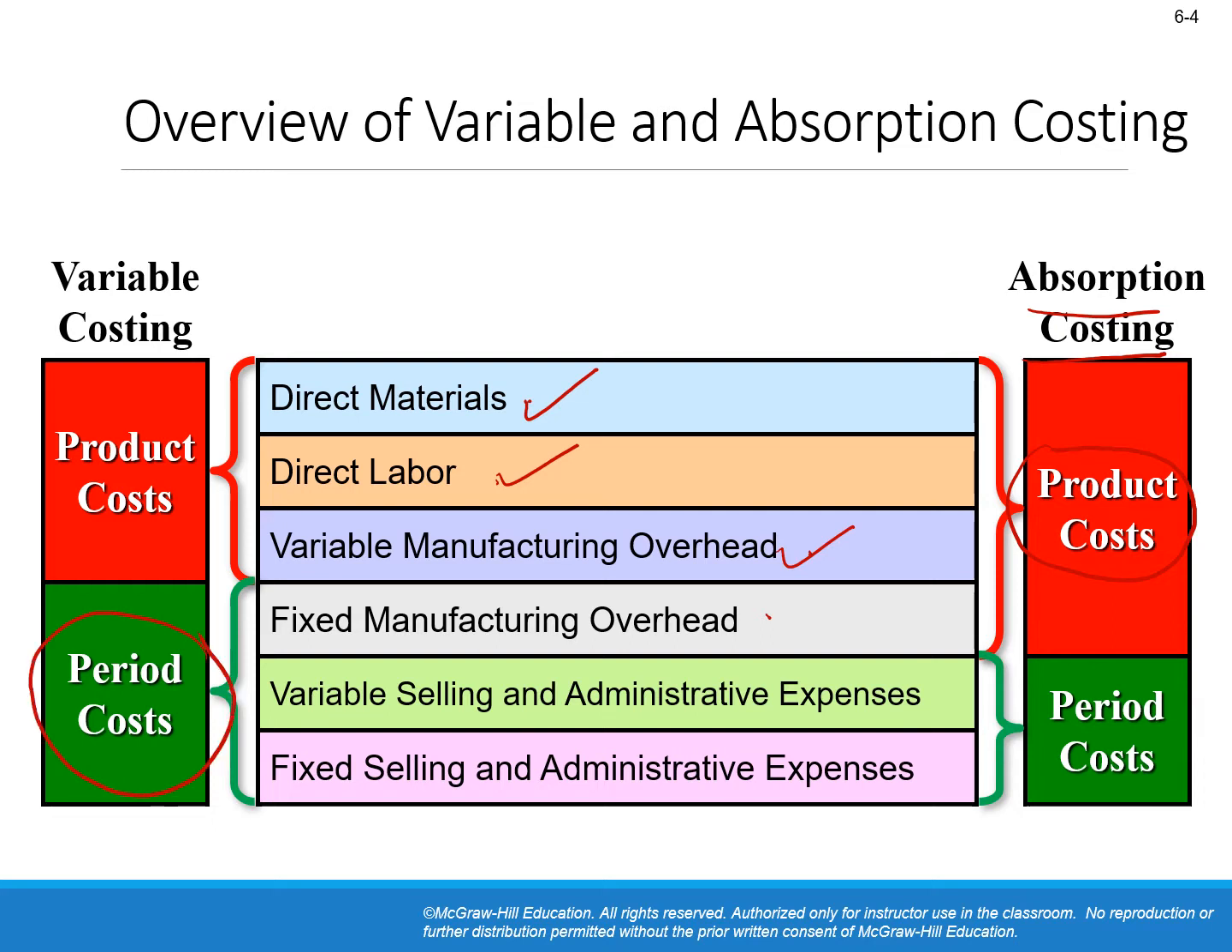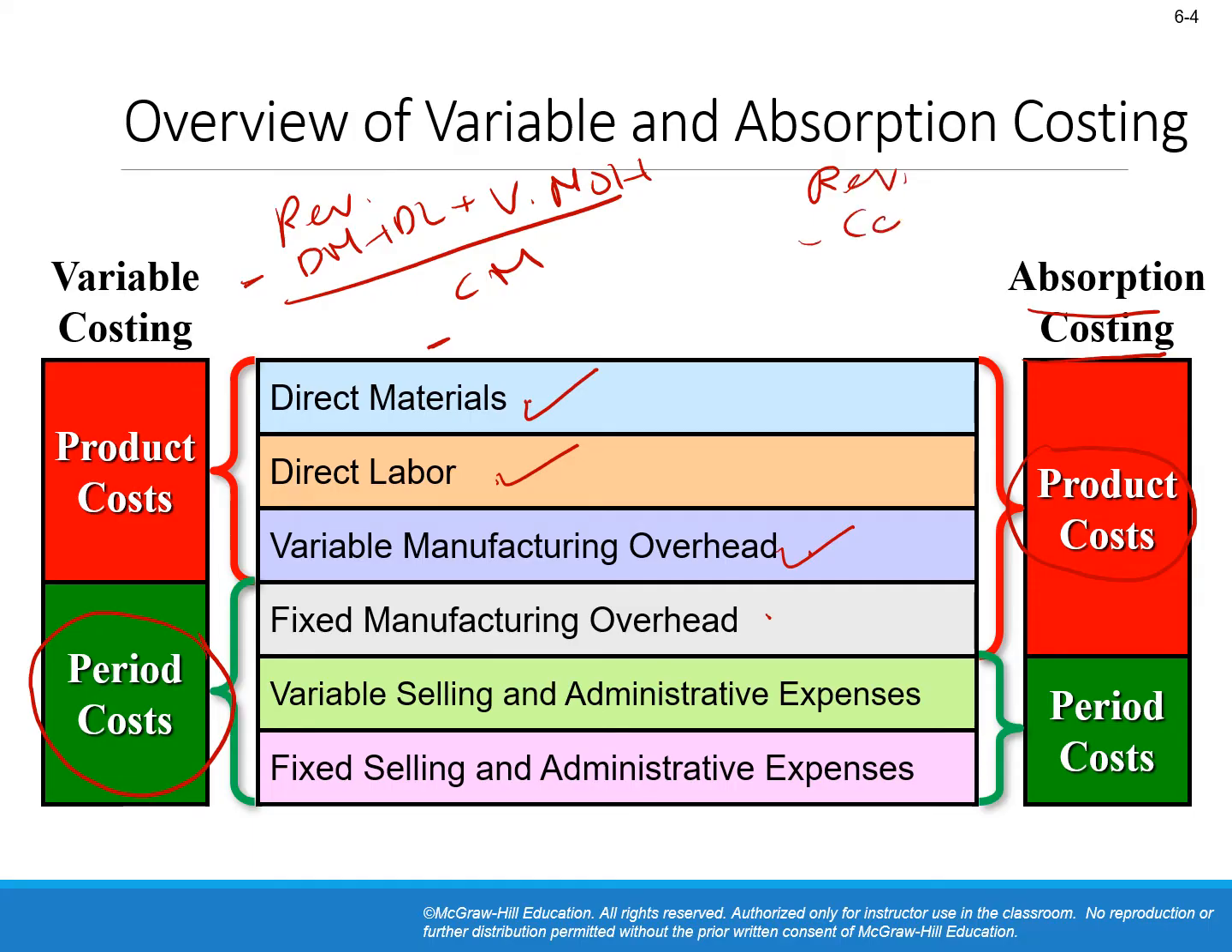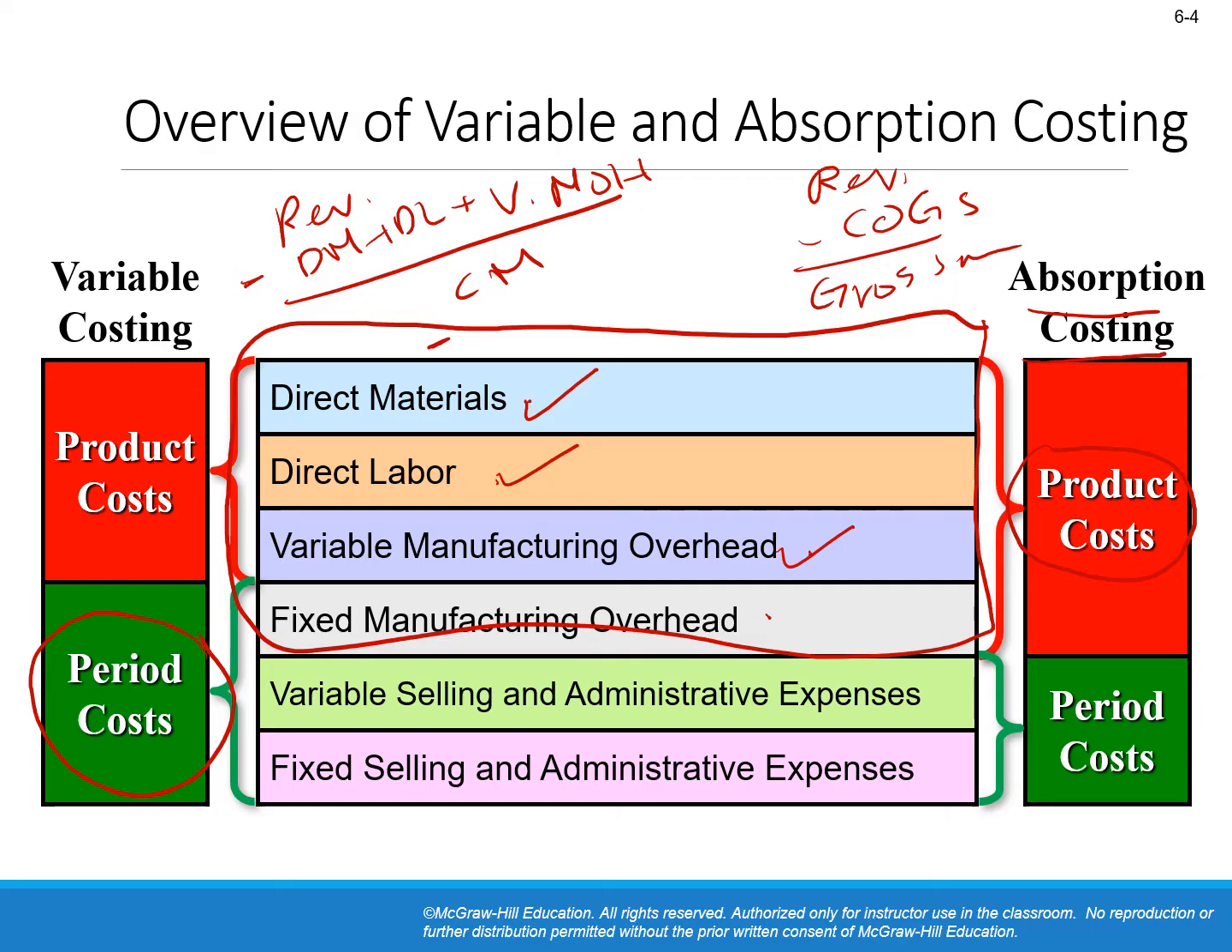So if you prepare an income statement, as I said, under variable costing you have revenues minus DM, DL, and variable manufacturing overhead to get the contribution margin. Then you deduct the rest of the things, which are the fixed manufacturing overhead and so on. Under absorption costing, it's not the case. Instead, you will have revenues minus cost of goods sold, and you will get the gross margin or profit. And this cost of goods sold has the full manufacturing overhead and direct material and direct labor.